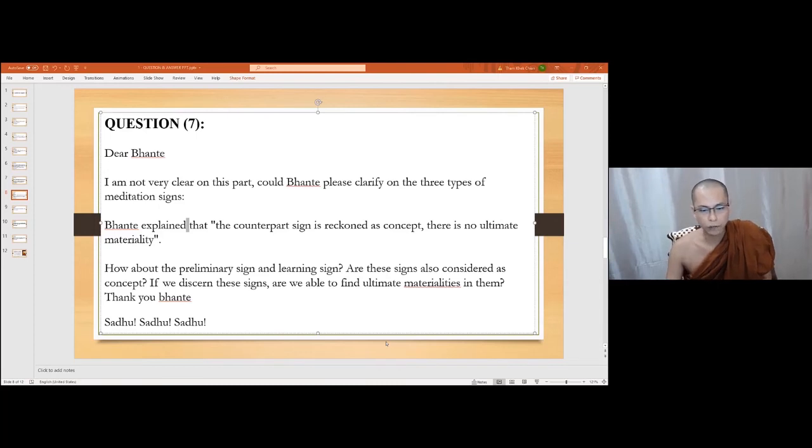But in the case of the counterpart sign, no ultimate reality is included, only the concept which is born of the meditative power. That is why it is said that the counterpart sign is reckoned as a concept, because it is concept. It means there is no ultimate reality. For the second part, the preliminary sign and learning sign.